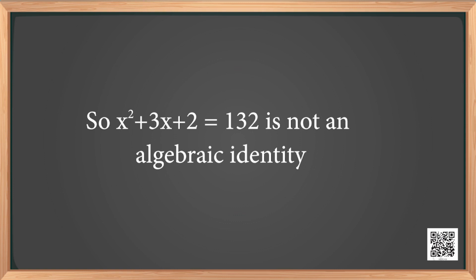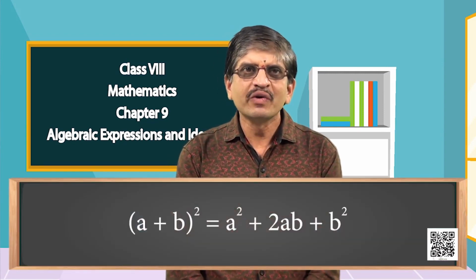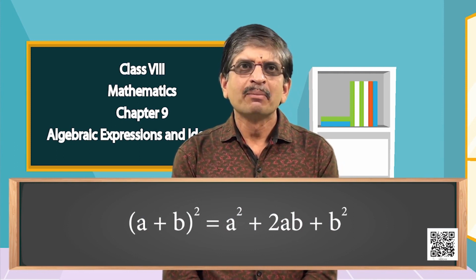So, x square plus 3x plus 2 is equal to 132 is not an algebraic identity. Standard identities. We shall now learn 3 identities. These identities are obtained by multiplying a binomial by a binomial. Let us consider the first identity, that is (a plus b) whole square is equal to a square plus 2ab plus b square.